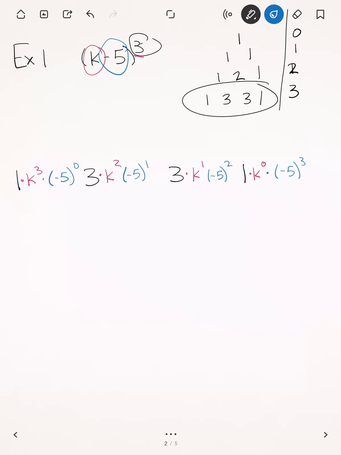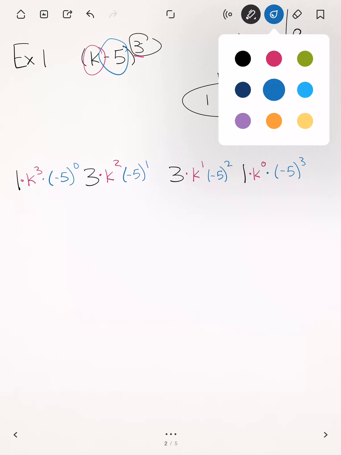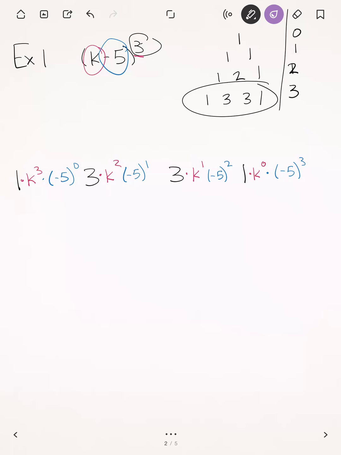So I have my groups in black, pink, and blue. So I'm going to multiply everything out. So let's see. I have 1 times x to the third. Negative 5 to the 0 power is 1. Anything to the 0 power is 1. So when I multiply those out, I get 1 times x to the third times 1, which is just x cubed. And then I go to my second term, so I'm done with that.